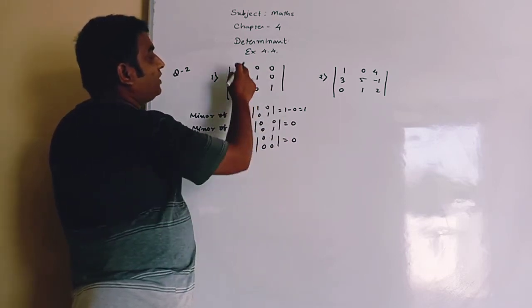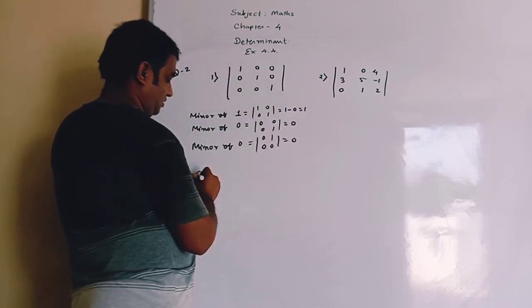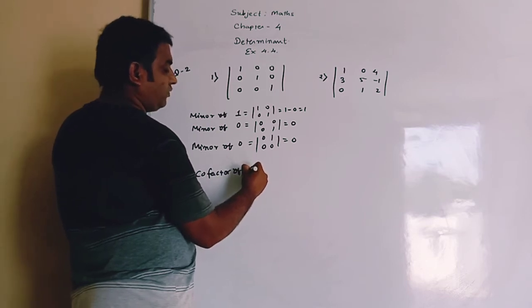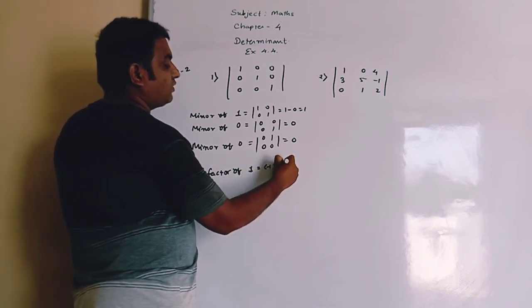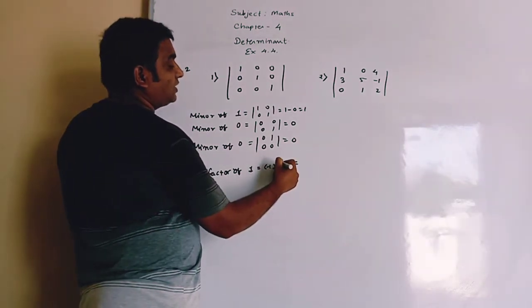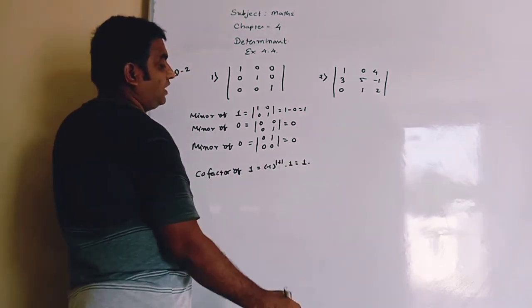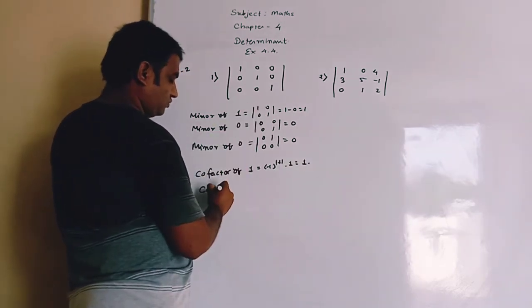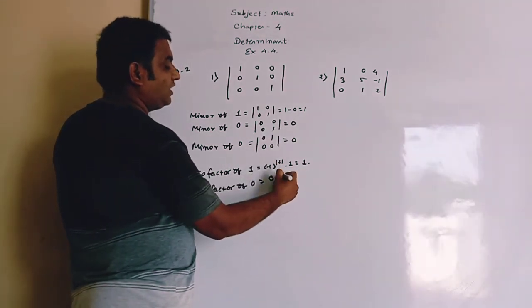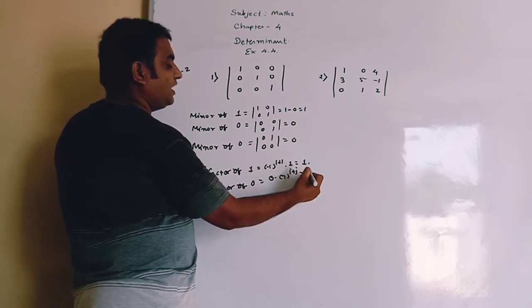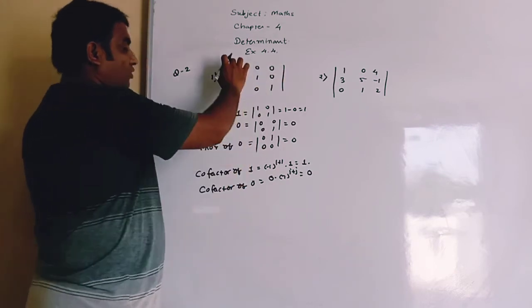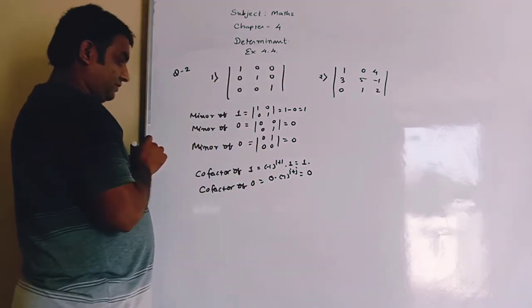So cofactor of 1 in the first row, so (-1) raised to 1 plus 1 into 1, it is (-1) squared, so it is even, and so it will be 1. And cofactor of each 0, so 0 into anything we take (-1) raised to i plus j, any element, it will be 0. So cofactor of each 0 will be 0, and cofactor of 1 will be 1.